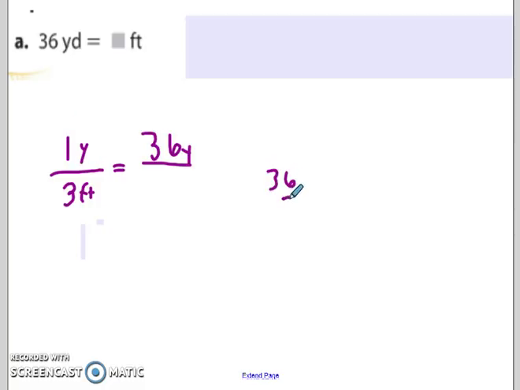36 times 3. 3 times 6 is 18. 3 times 3 is 9. Add 1 more is 10. 108. There are 108 feet in 36 yards. Okay.